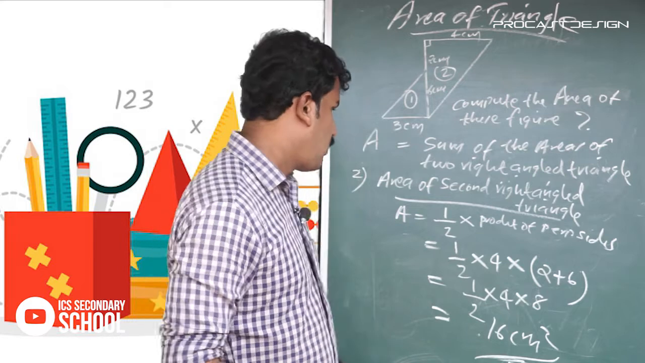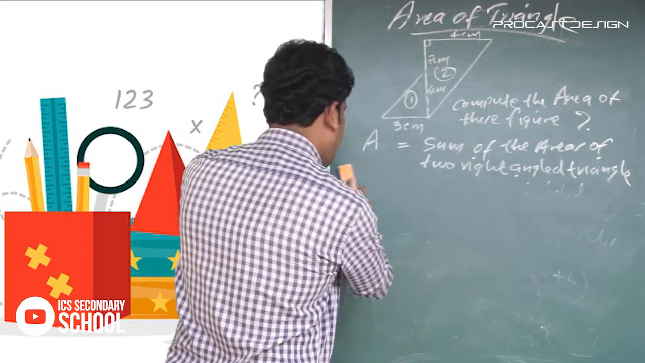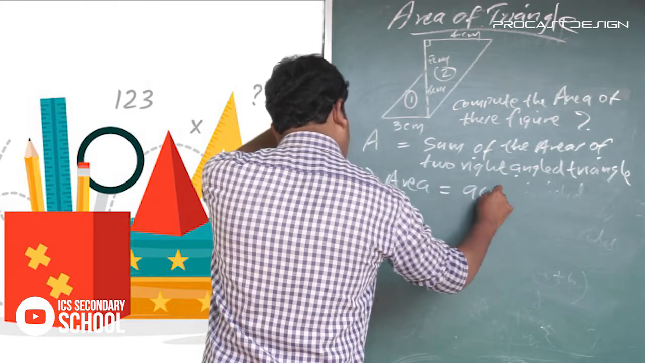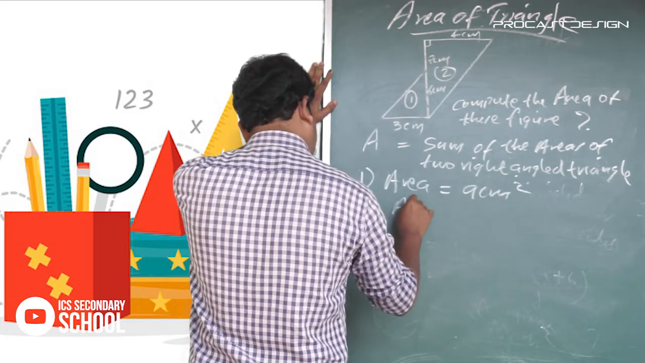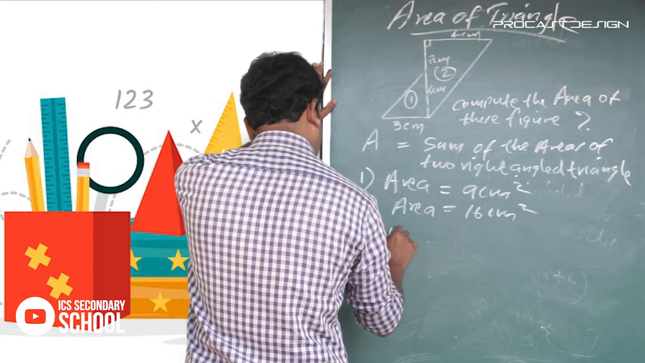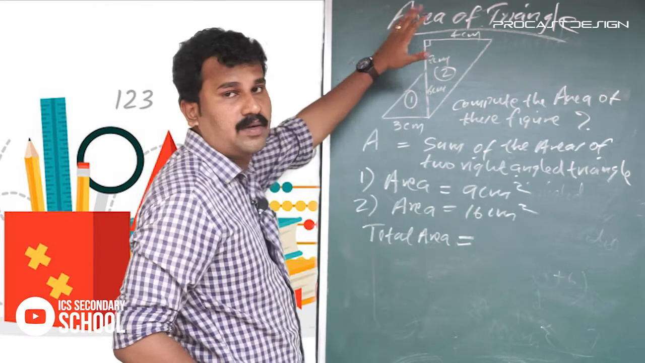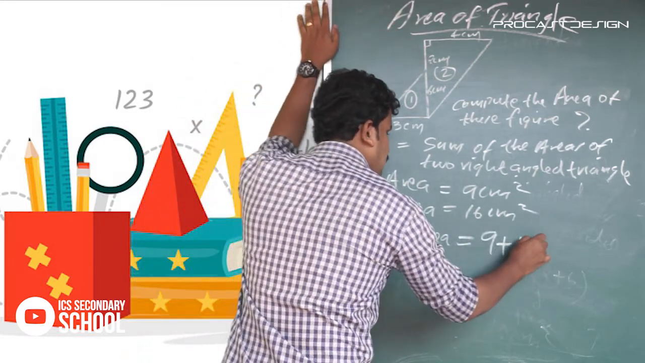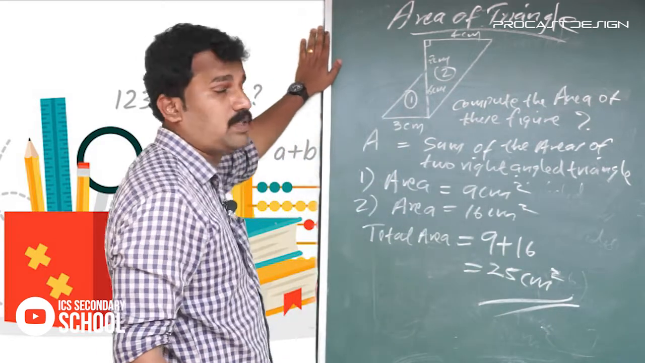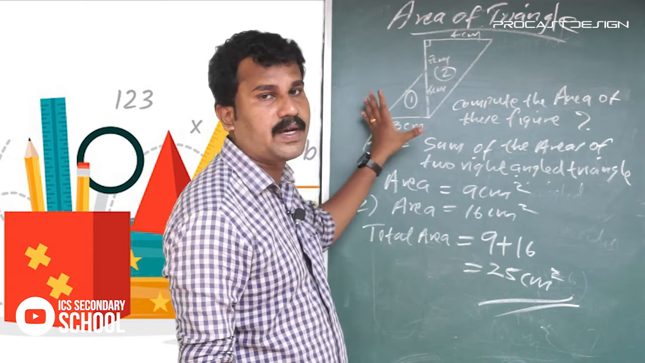So here we got the area of the first right angle triangle equal to 9 centimeter square. Then the area of the second right angle triangle we got 16 centimeter square. So the total area of this figure is 9 plus 16, that is equal to 25 centimeter square. So we got the total area of this complete figure, 25.